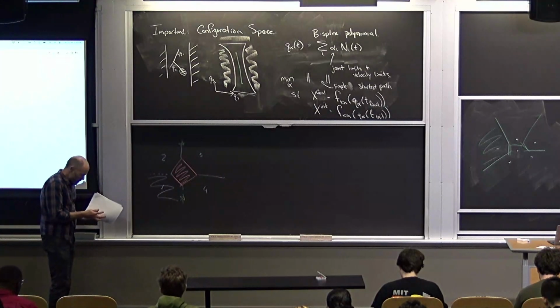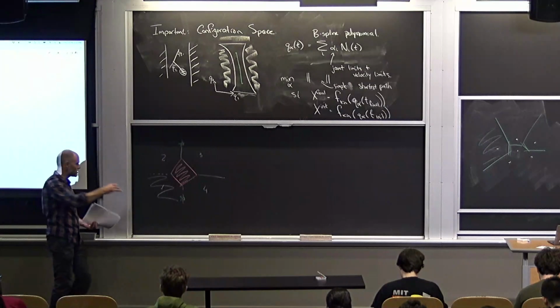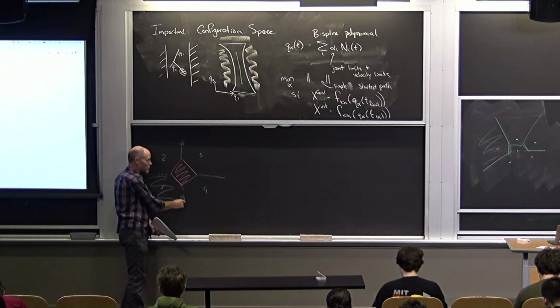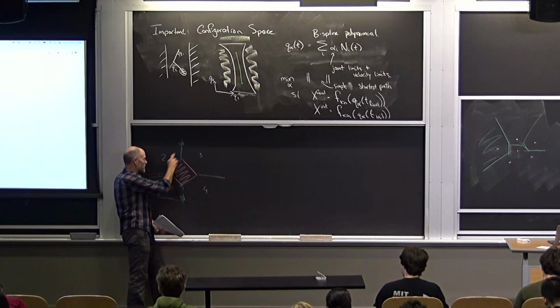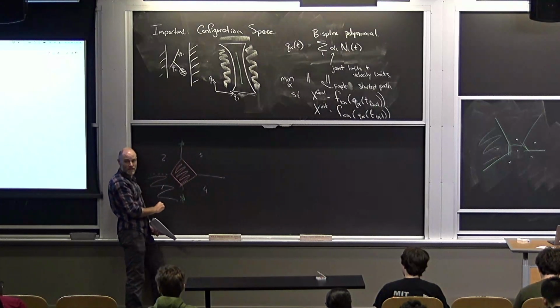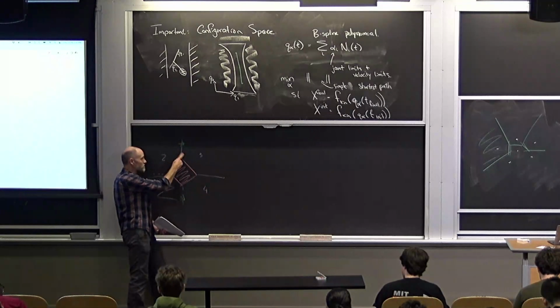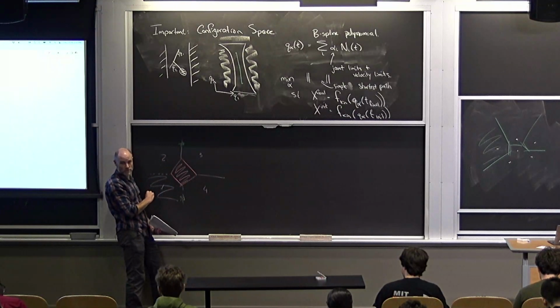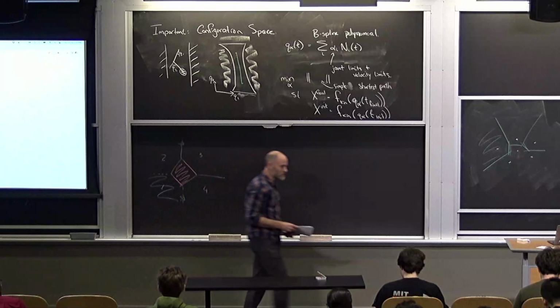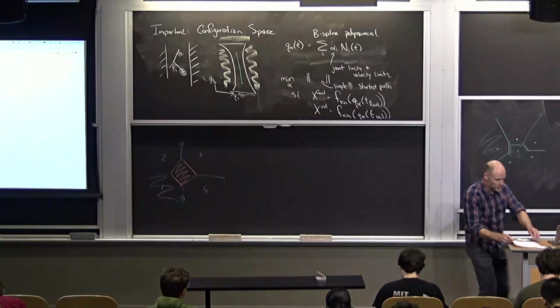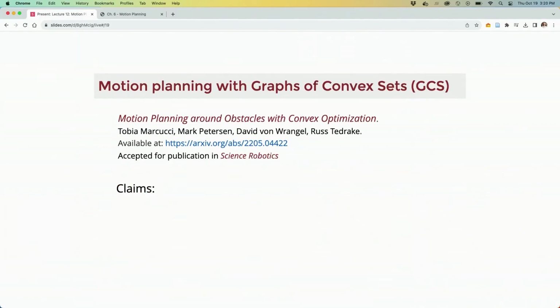I want to tell you about a set of tools that can explicitly make a graph search that's saying, should I go this way or should I go this way? But it solves the trajectory optimization at the same time as it's solving the graph search. The virtue of that is that we can now do more global trajectory optimization. We call this idea motion planning with graphs of convex sets. The paper is just about to come out, titled Motion Planning around Obstacles with Convex Optimization.